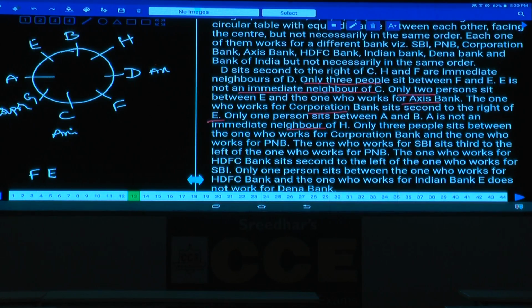Only 3 people sit between the one who works for Corporation and P and B. Corporation is here, and the person who works in P and B must be at this place. There are 3 people between Corporation and P and B.